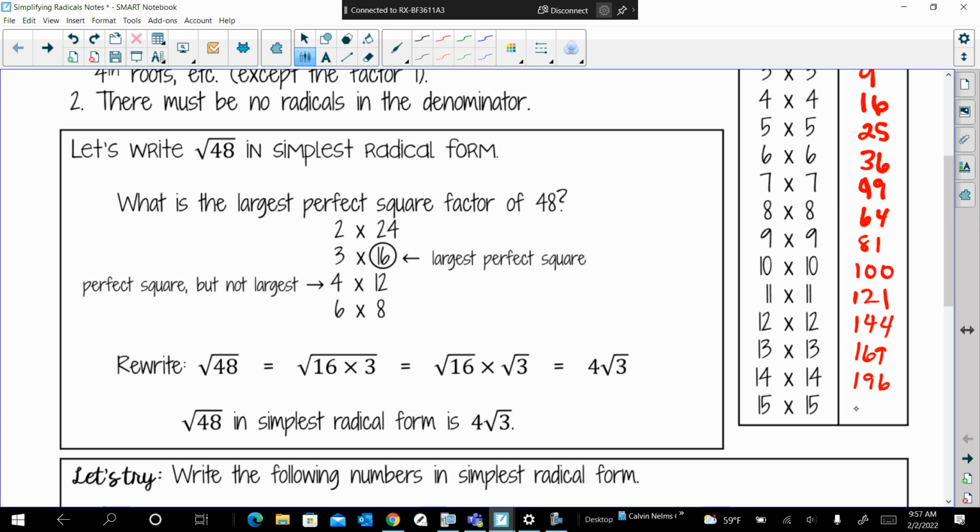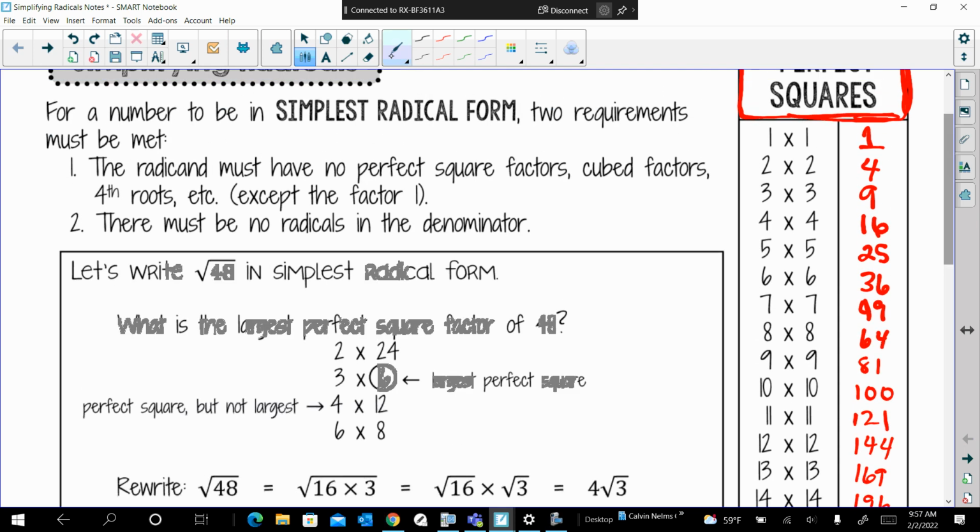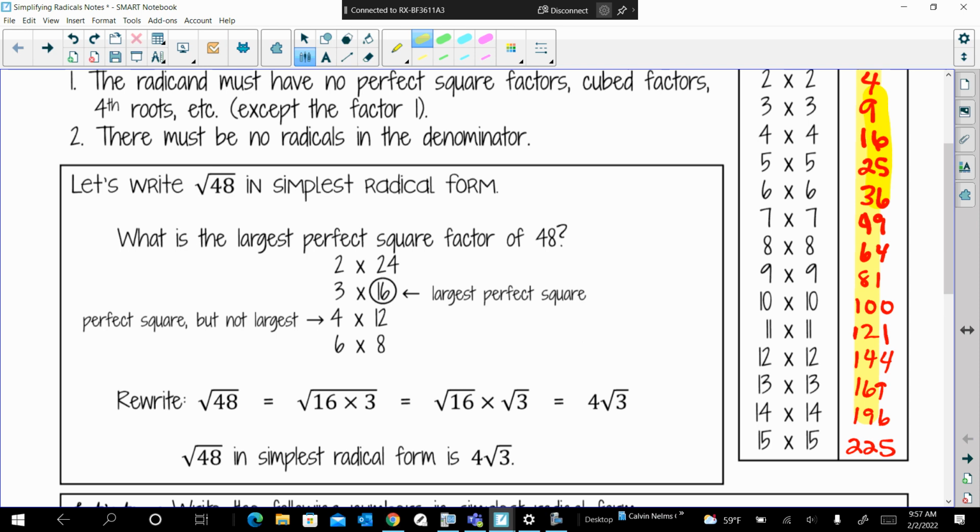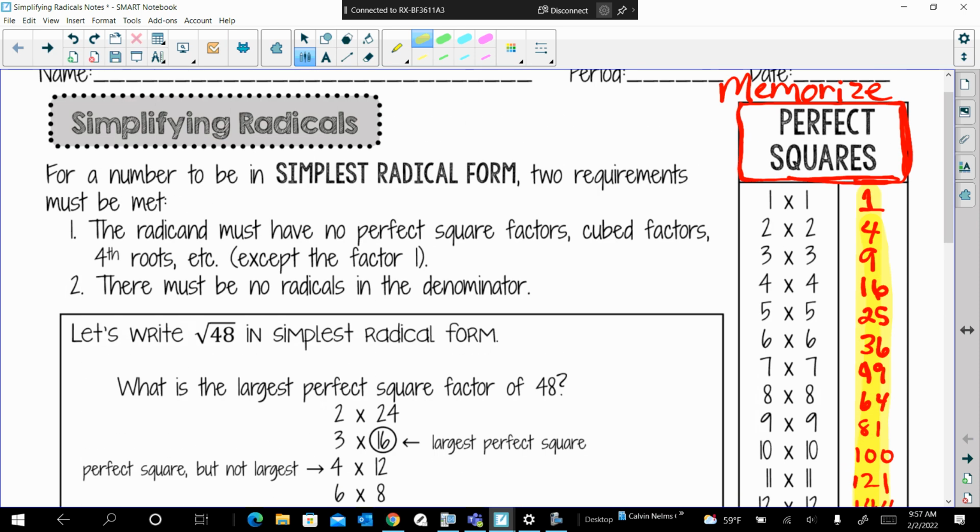196. And 15 squared. So what I need you to focus on for this unit is making sure you know these numbers here in this column. Know them by heart. All right. Okay. So make sure you know those. I do have some flashcards to help you. I will post those on Teams so you can start drilling yourself, because you need to know them by heart. It makes things go a whole lot faster, especially with the rest of the unit.